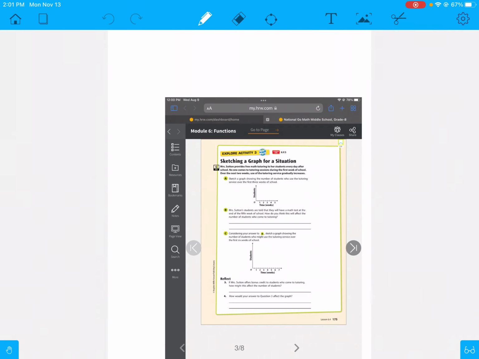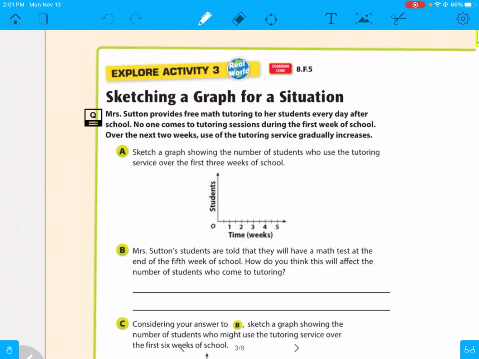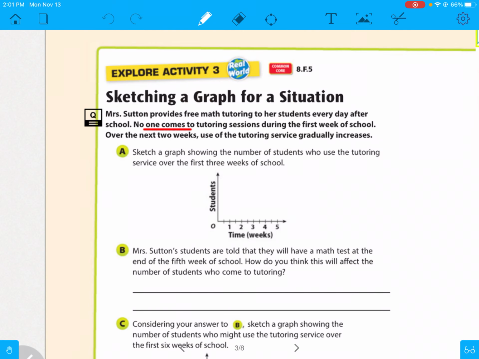Now we only have one more part that we're going to look at, and this is sketching a graph from a situation. So Mrs. Sutton provides free math tutoring for students every day after school. No one comes to tutoring sessions during the first week of the year. So I'm going to say no one comes during the first week of school. So if you look, I just put nobody goes for the first week.